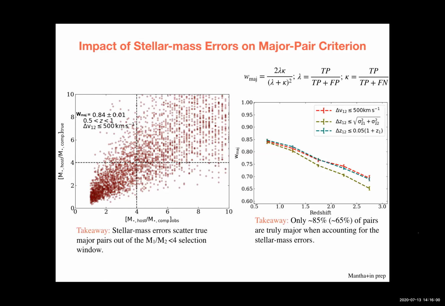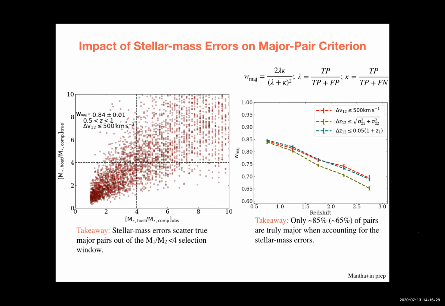And I'm using the quantity W major, which is defined by that equation there, where lambda and kappa are ratios of true positives with true positives and false positives and false negatives incorporated simultaneously. So this is identical to something called the F measure in the literature. So I'm basically using that prescription. And then I'm plotting the F measure as a function of redshift for different selection criteria.